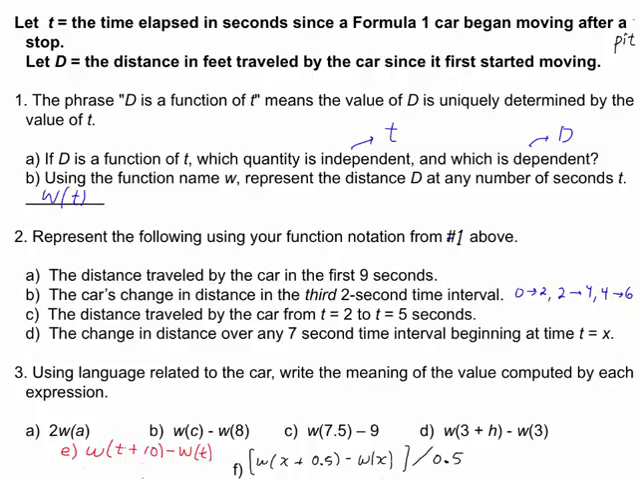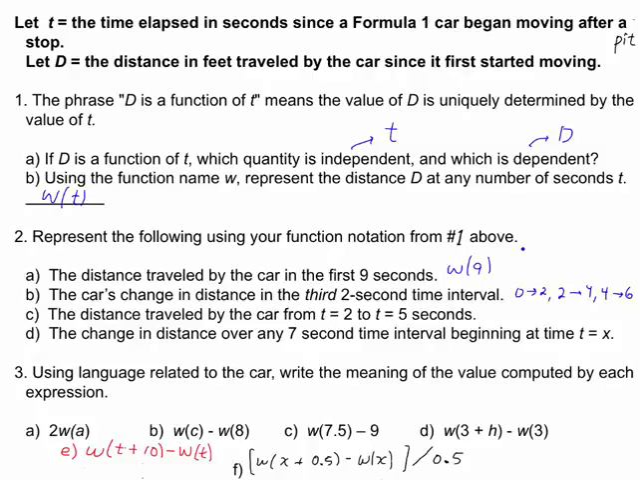So what's the distance traveled by the car in the first 9 seconds? That's an easy one. W of 9. It's just asking for a value of the dependent quantity. Now, the car's change in distance in the third 2-second time interval. I put 2-second time intervals here to help you. So this is the third, from t equals 4 to t equals 6. From 0 to 2 would be the first, 2 to 4 would be the second, so 4 to 6 would be the third 2-second time interval.